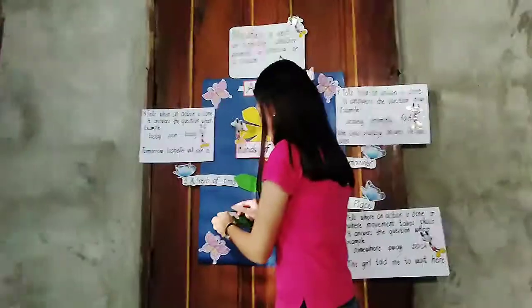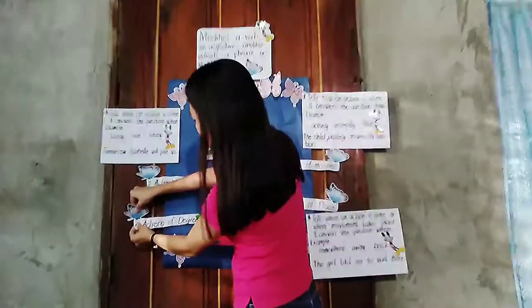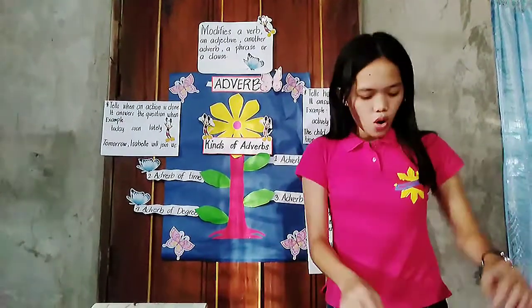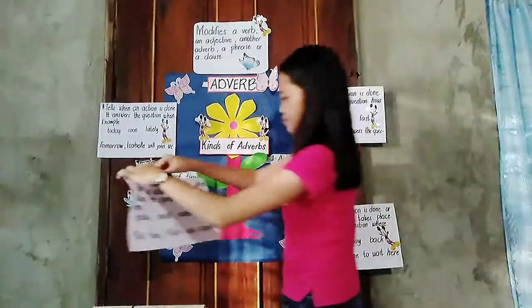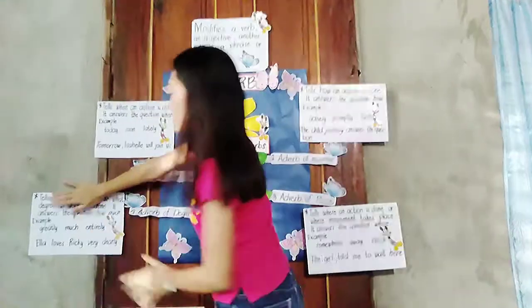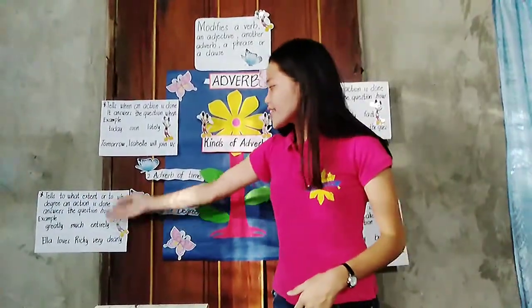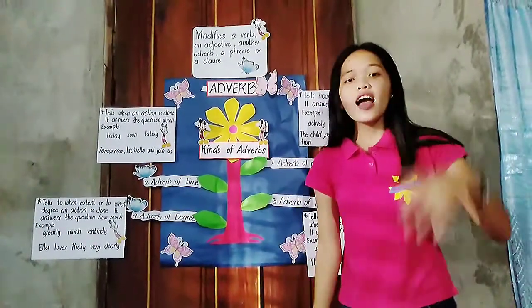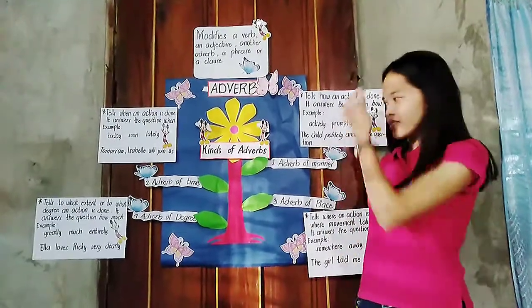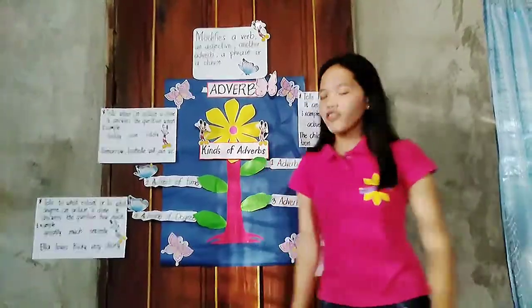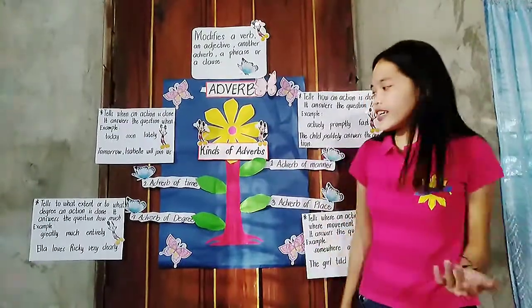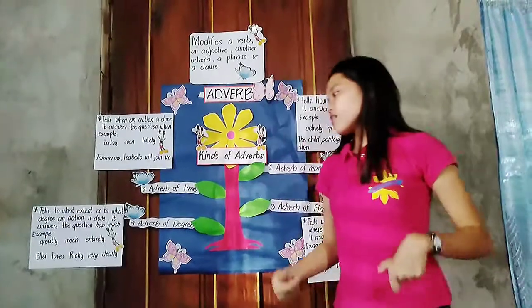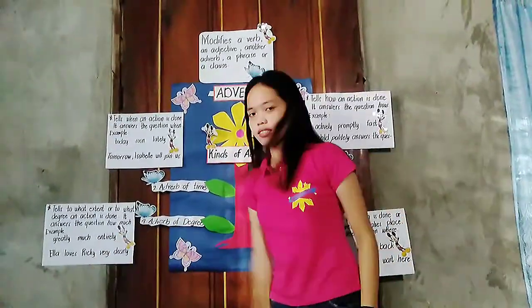Now let's proceed. The last kind of adverb is the adverb of degree. What is adverb of degree? Adverb of degree tells to what extent or to what degree an action is done. It answers the question, how much? Examples are greatly, much, entirely. Another one. All right.